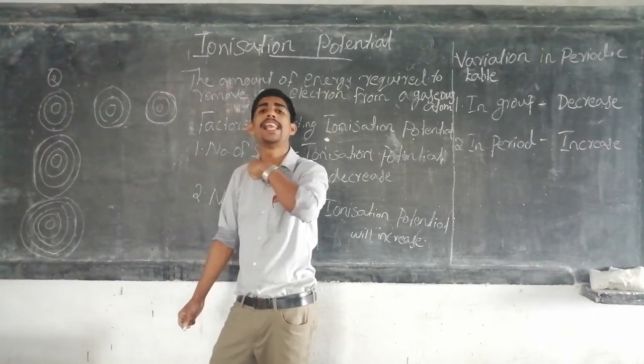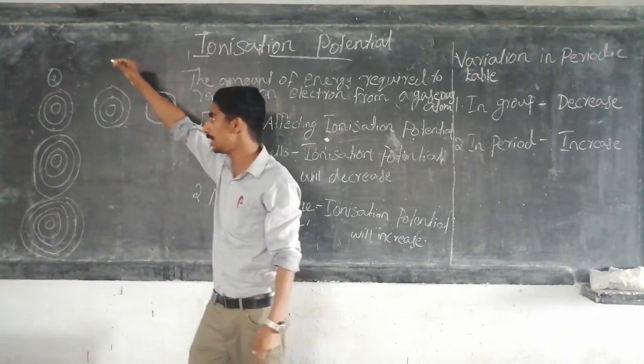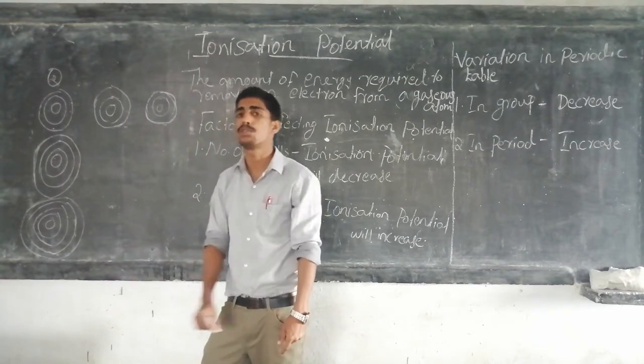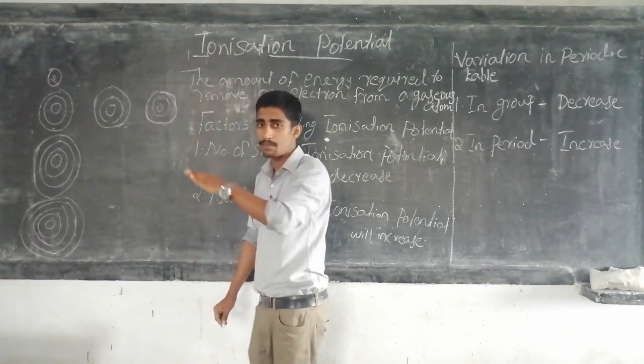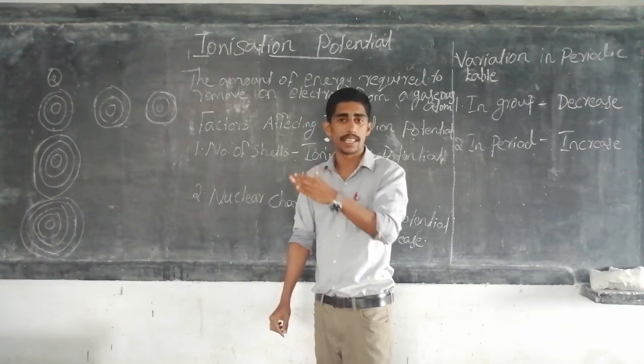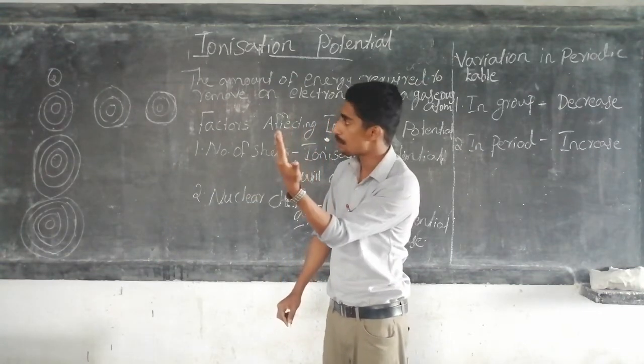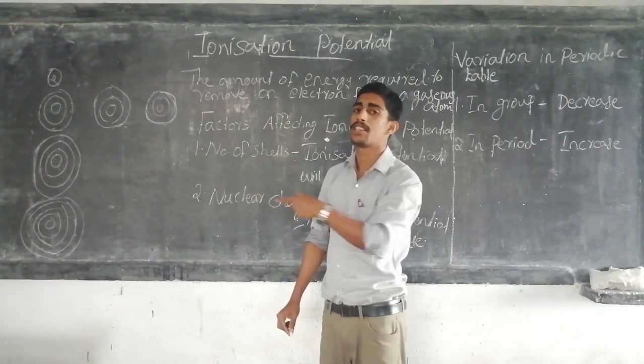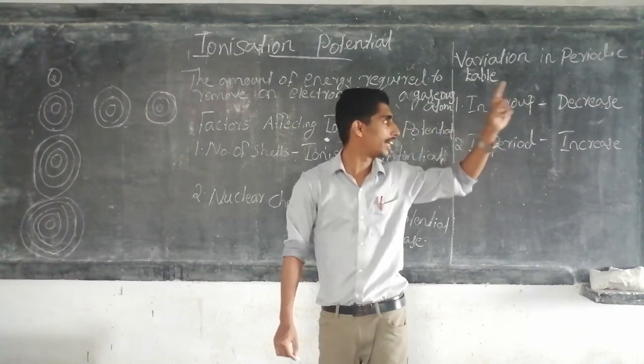So in a period, as we move from left to right, ionization potential will increase. But in a group, as we move from top to bottom, ionization potential will decrease. In a period, as we move from left to right, ionization potential will increase.